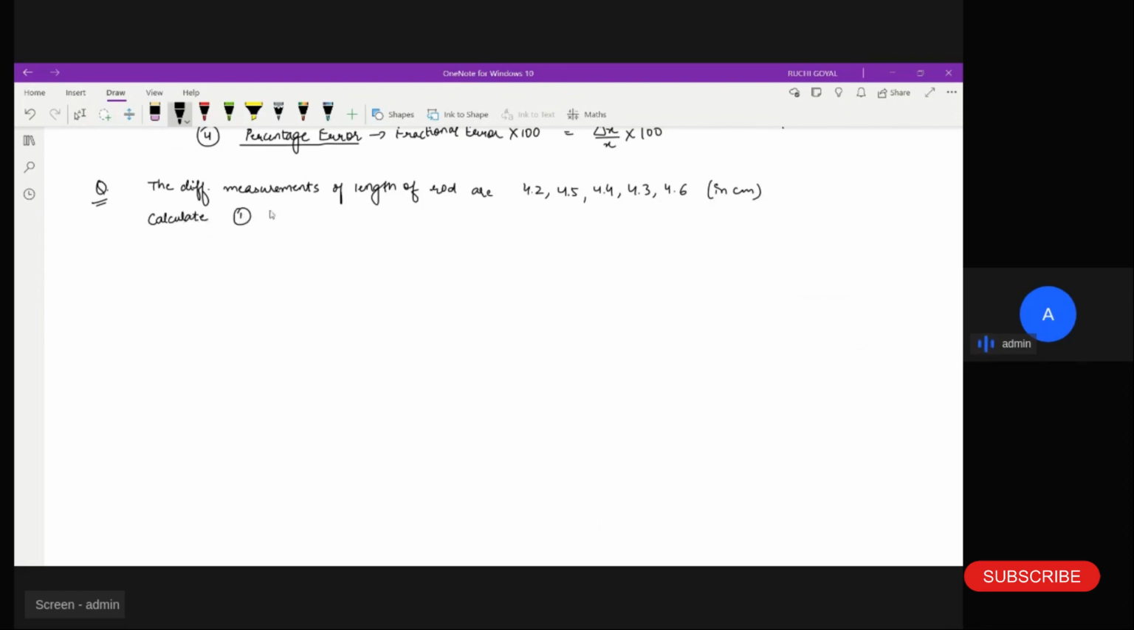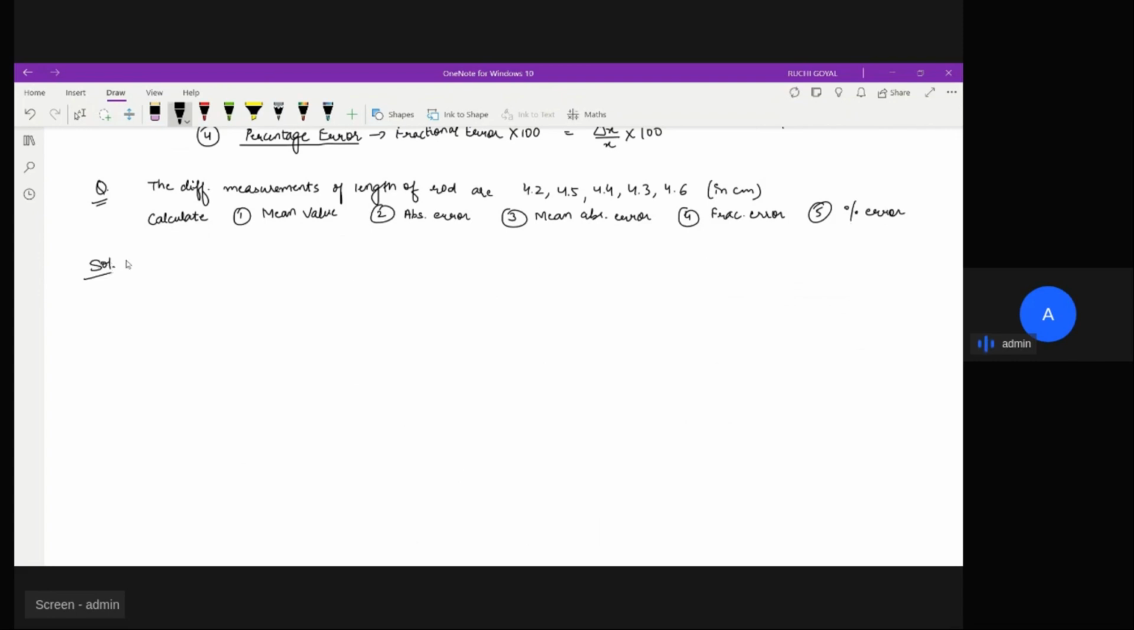Firstly, we have to calculate the mean value. Second, the absolute error. Third, the mean absolute error. Fourth, the fractional error, or you can say relative error. And fifth, the percentage error. So let us start the solution.